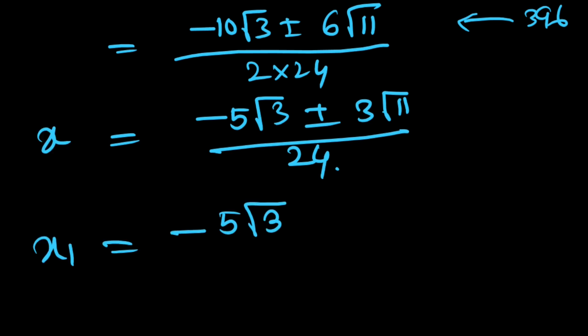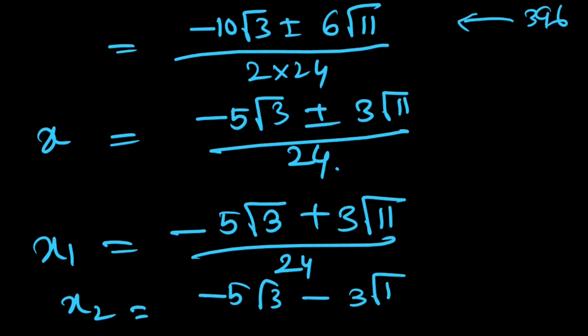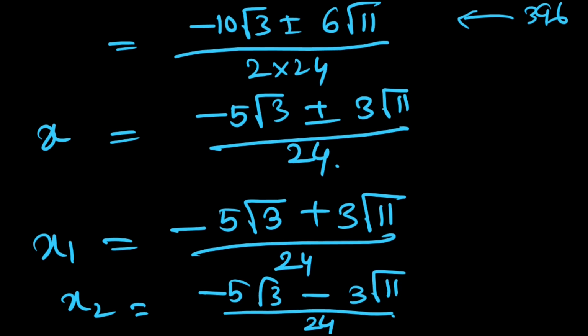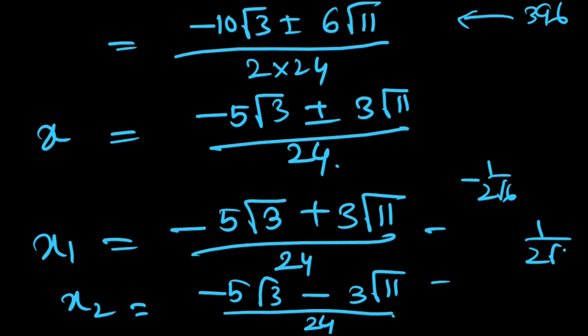So if we denote x1 is equal to minus 5 root 3 plus 3 root under 11 over 24, and x2 is equal to minus 5 root 3 minus 3 root under 11 over 24. Now we want to check whether these two values lie between the given interval or not. So the given interval is minus 1 over 2 root 6 to 1 over 2 root 6. So one by one we want to check.